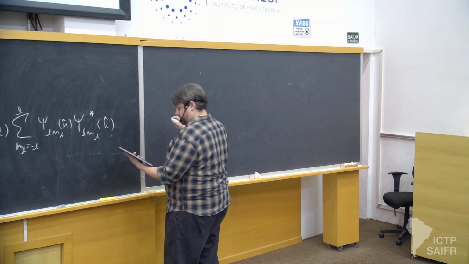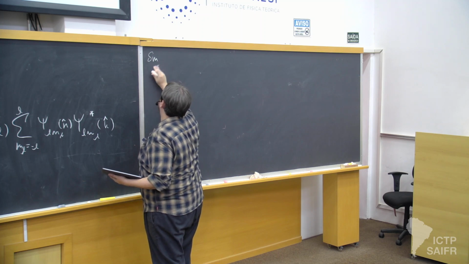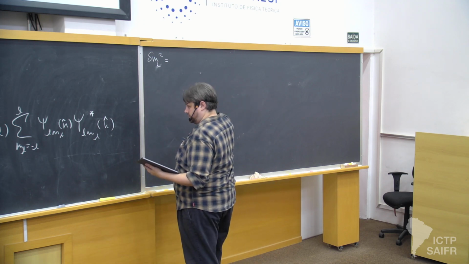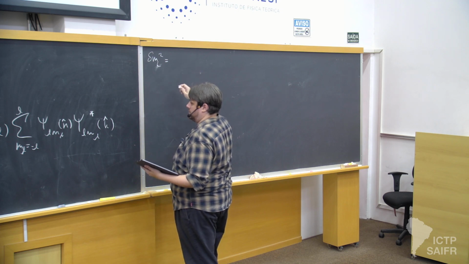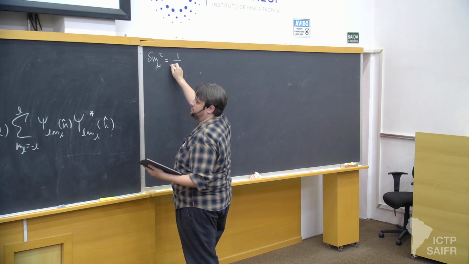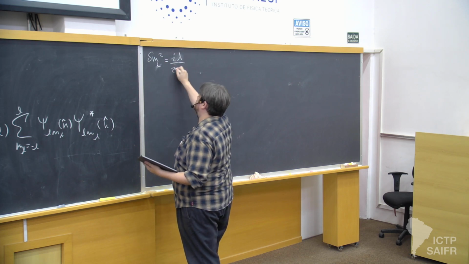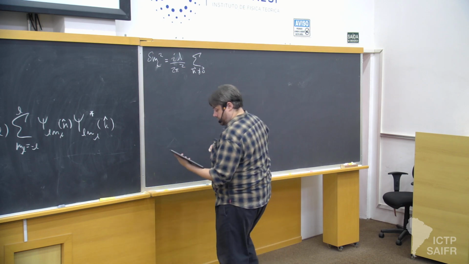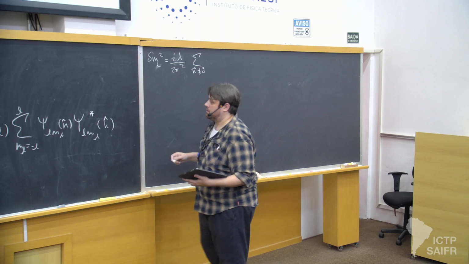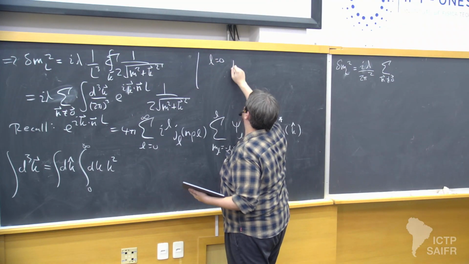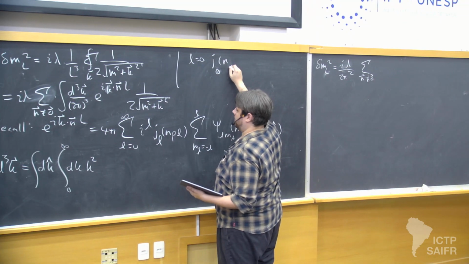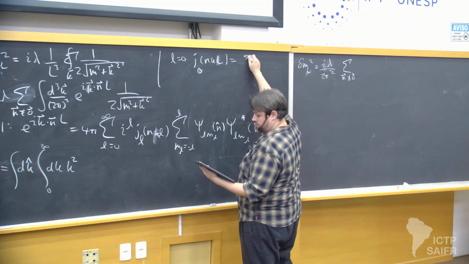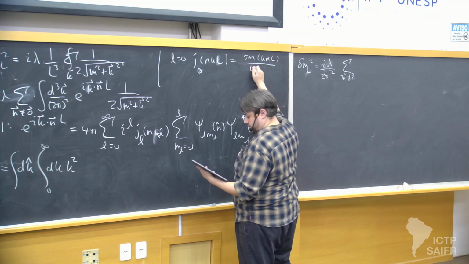So we have something like delta ml squared, again, skipping a couple steps just for time really, is going to be something like 1 I lambda over 2 pi squared times the sum, and for l equals 0, j0 of n k L, I'm sorry, I wrote p again, it should be k, of nkL is equal to sine of k n L over k n L.